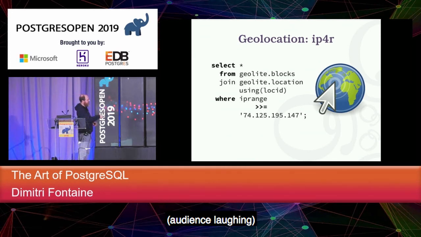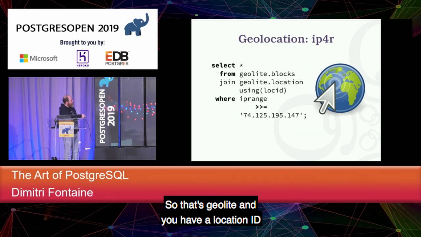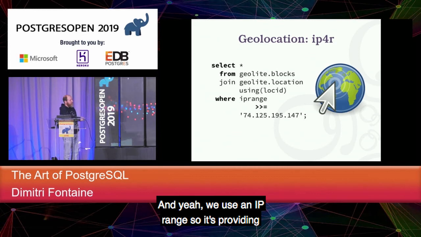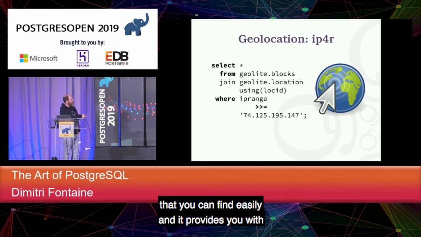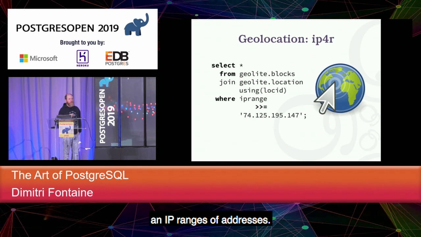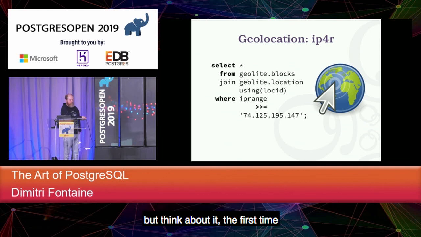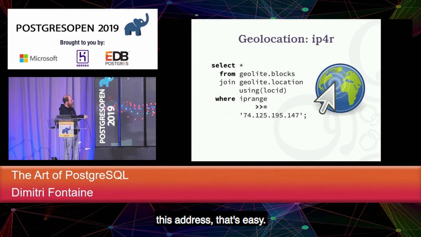So that's the license, and you have a location ID, and you have two tables with the data. Here we use an IP range. The type that is provided, ip4r, is an extension that you can find easily, and it provides you with IP ranges of addresses. And this operator, maybe you don't know how to read it yet, but the first time you saw the equal operator, you didn't know how to read it either. So you need to learn about that. This one reads contains: the IP range contains this address.